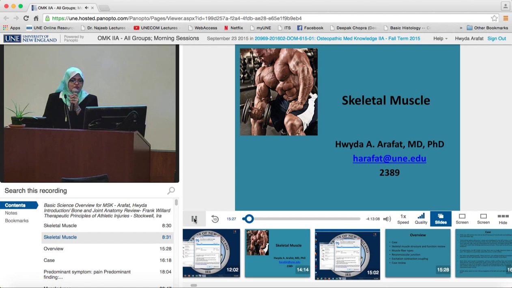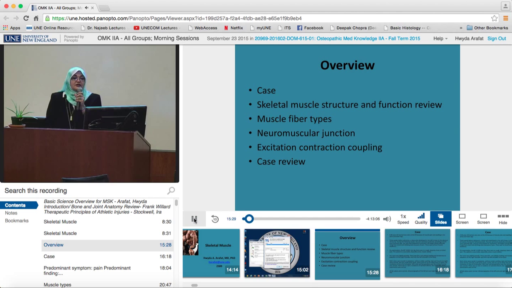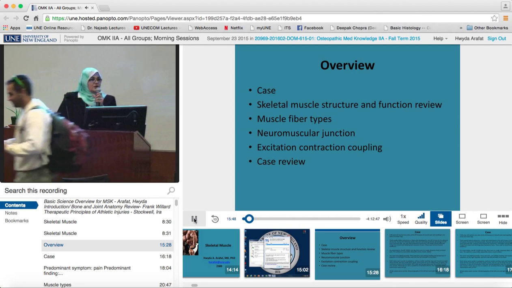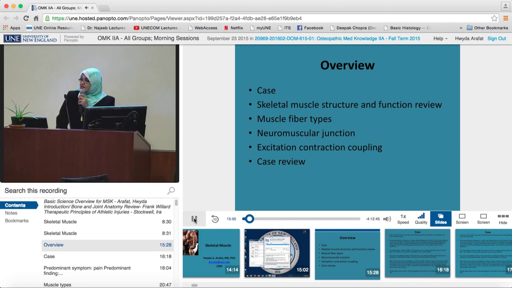Today we'll be having an overview of what you probably had last year and a little bit more. I like always to do some correlation between what we talk about in the basic science and have some clinical correlation. So we're going to start with looking at a case, and this case was published in the New England Journal of Medicine, just to see that what we are learning on the basic science level is important as we look at patients.